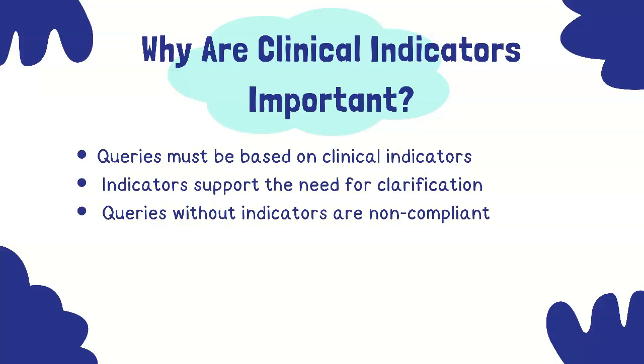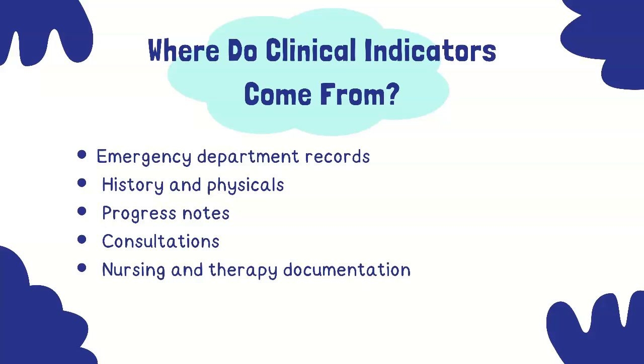Clinical indicators ensure that queries are necessary, that they are fact based and reflect the actual clinical scenario, not just an assumption or an attempt to improve reimbursement. I told you I was going to say that multiple times because I feel like that's a question they could ask you on the CCS exam. And I want it to be clear in your head: you don't query for reimbursement. So, where do these clinical indicators come from?